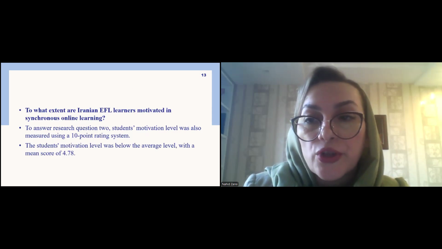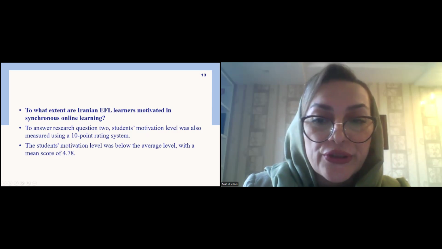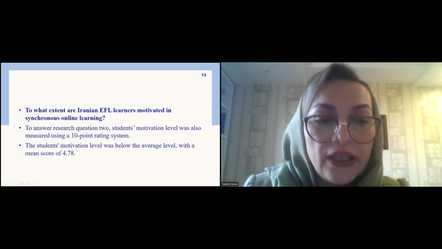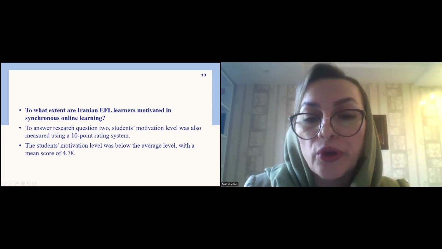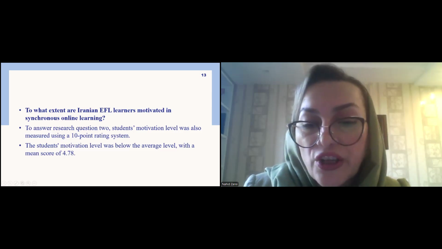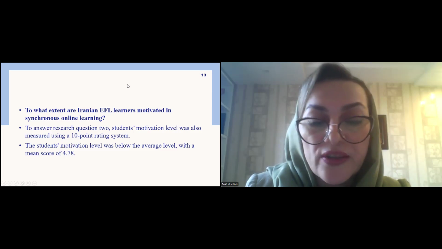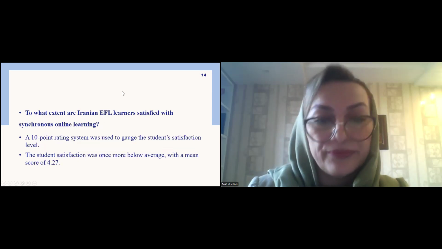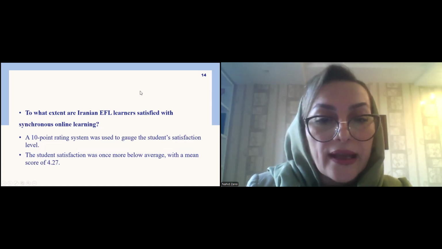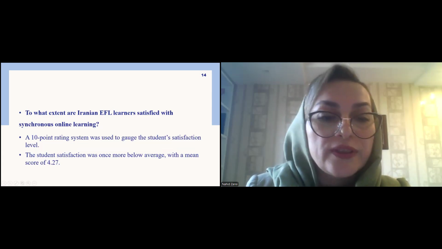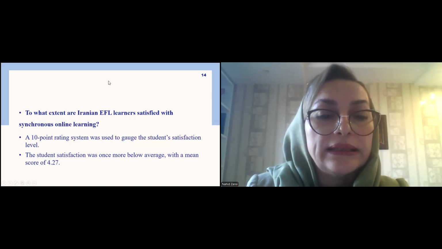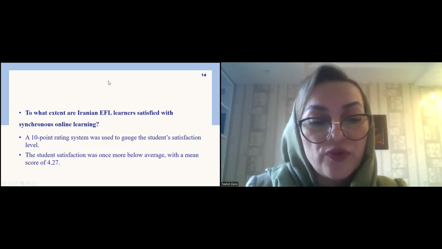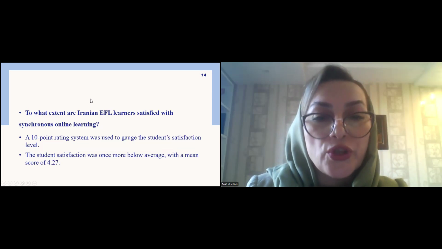The second research question, to what extent are Iranian EFL learners motivated in synchronous online learning? To answer research question 2, students' motivation level was also measured using a 10-point rating system. The student motivation level was below the average level with a mean score of 4.78. To what extent are EFL learners satisfied with synchronous online learning? A 10-point rating system was used to gauge the student satisfaction level, and the student satisfaction was once more below average with a mean of 4.27.